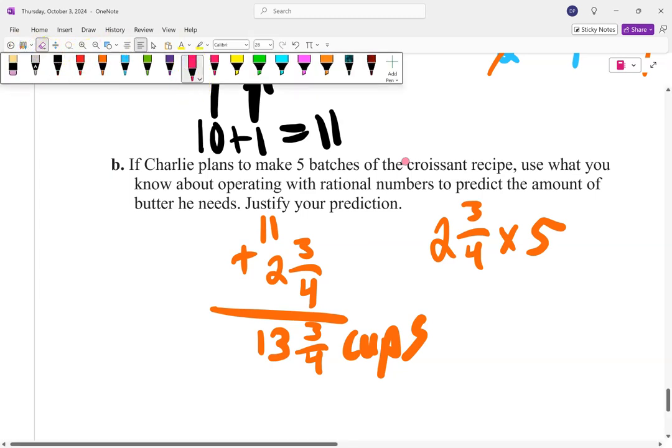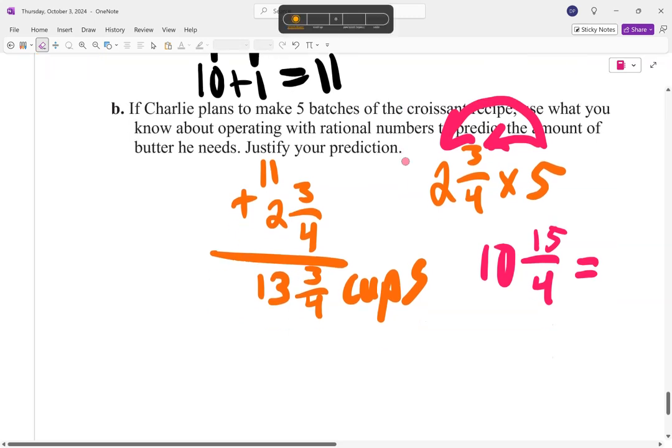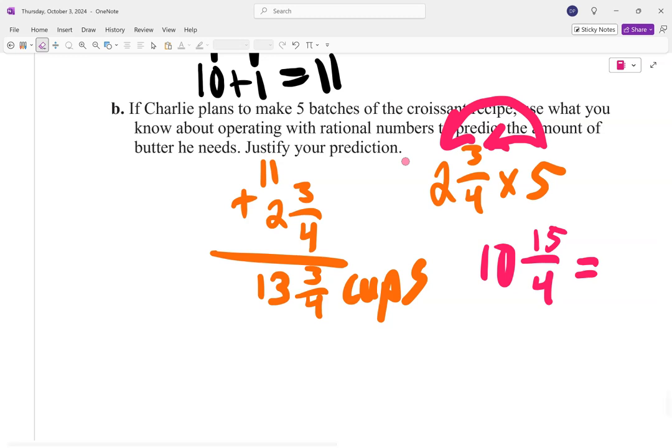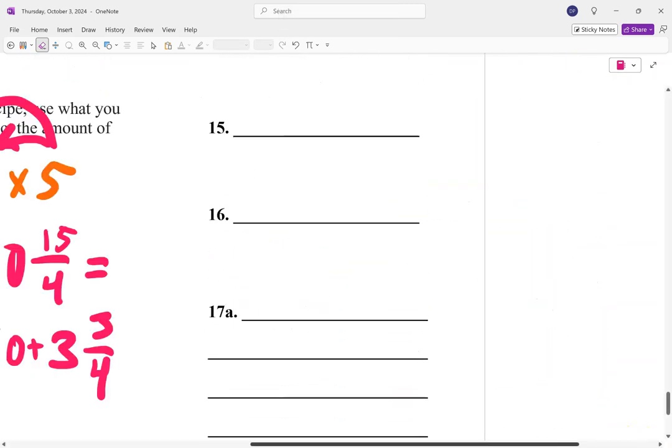Sometimes. So 5 times 2 is 10. 5 times 3 is 15. So it's 10 15/4, which makes the same thing. What is 15/4 reduced to? 15/4 is reduced to 3 3/4. So 10 plus 3 3/4. And then we get 13 3/4. All right, we are done. That was fun.